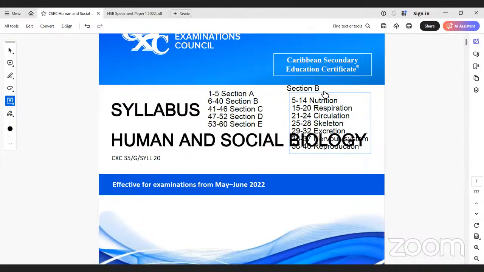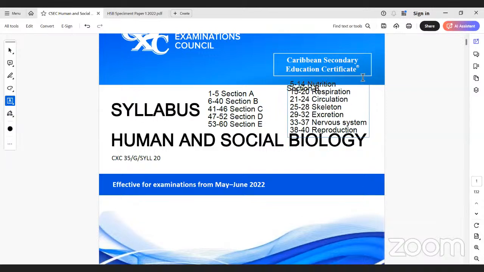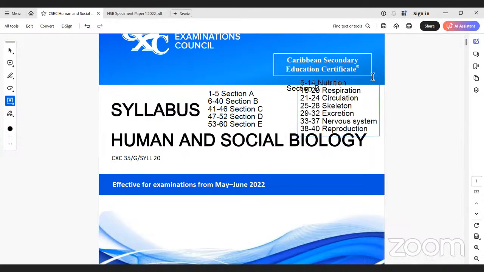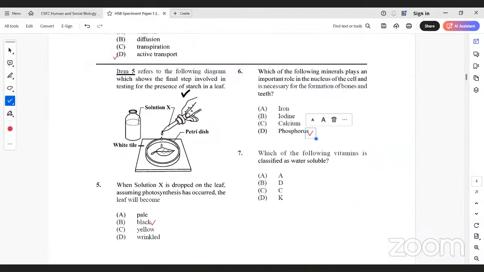Section B is life processes. So the life processes are nutrition, respiration, circulation, skeletal, excretion, nervous system, and reproduction. Those are the life processes found in section B, which is the questions we are doing right now. And we are on question number 7 now.